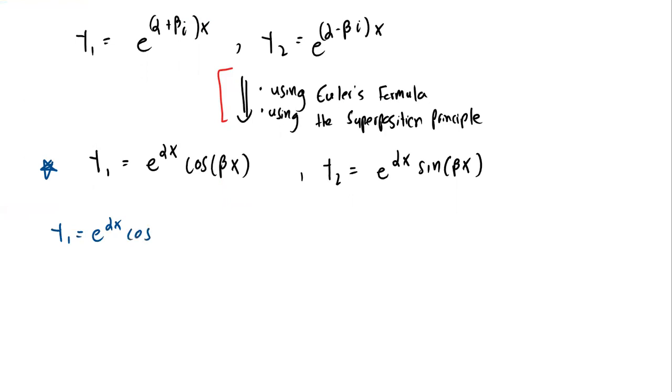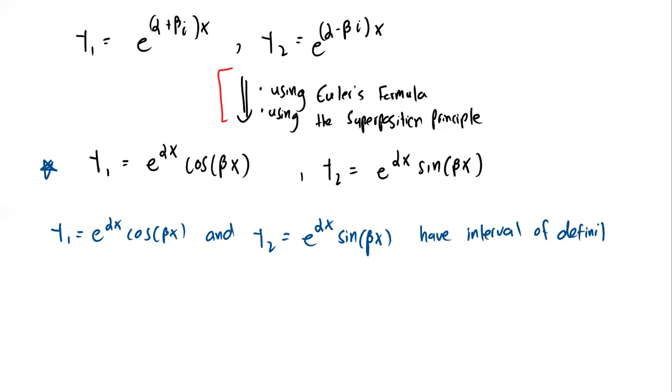so let me just write them again, and y2 equal to e to the alpha x times sine of beta x, have interval of definition. So they work as solutions on the whole real number line. And not only that, they're also linearly independent on the whole real number line.